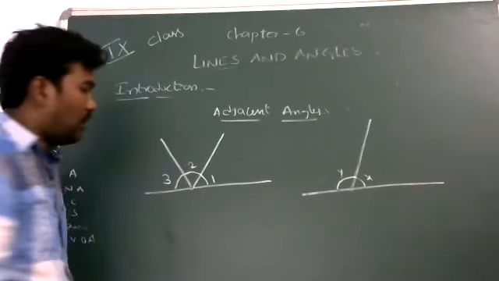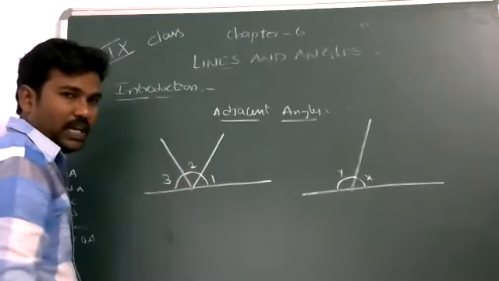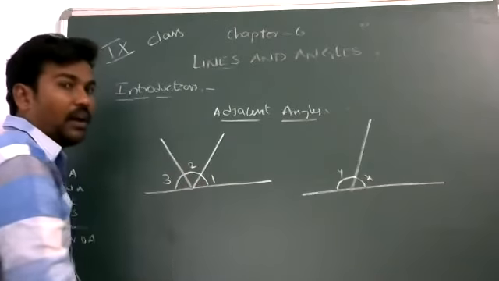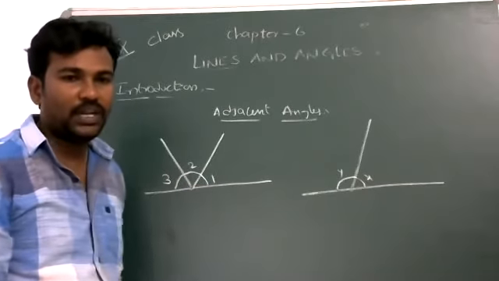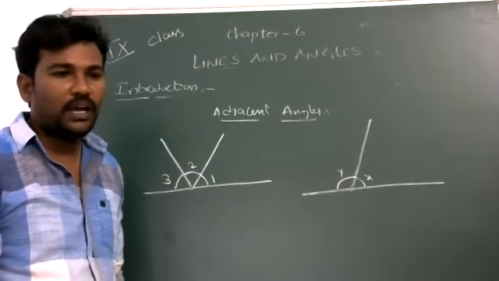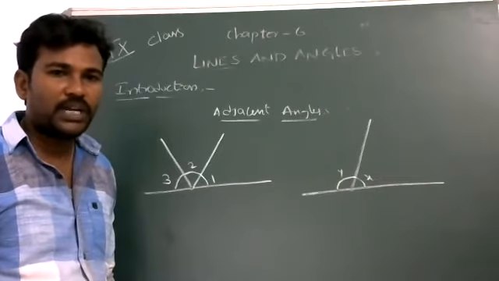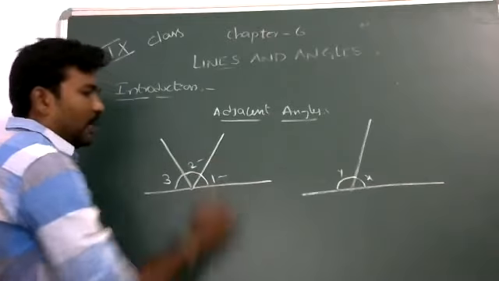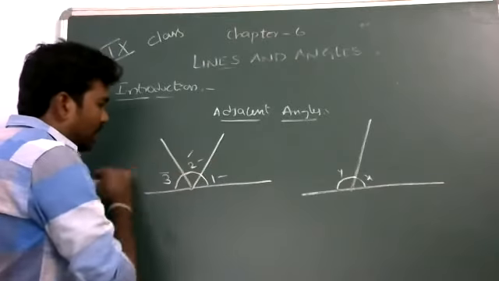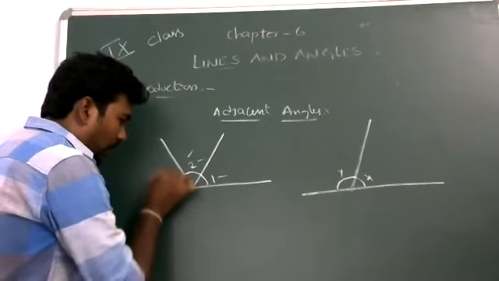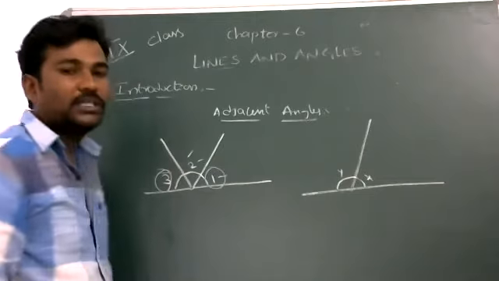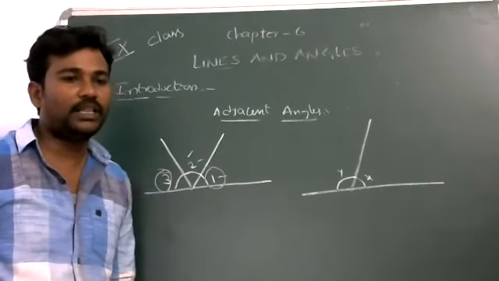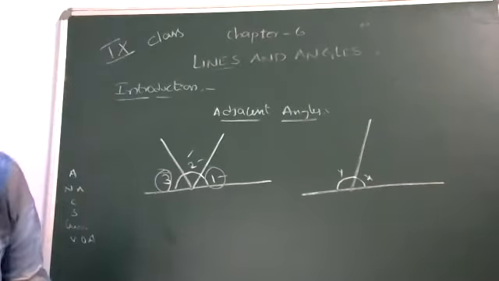Is it clear? Now 1 and 2 are adjacent angles and 1 and 3 are non-adjacent angles. Is it clear now? Adjacent and non-adjacent are clear. So here angle 1 and angle 2 are adjacent, angle 2 and angle 3 are adjacent, but angle 1 and angle 3 are non-adjacent angles.